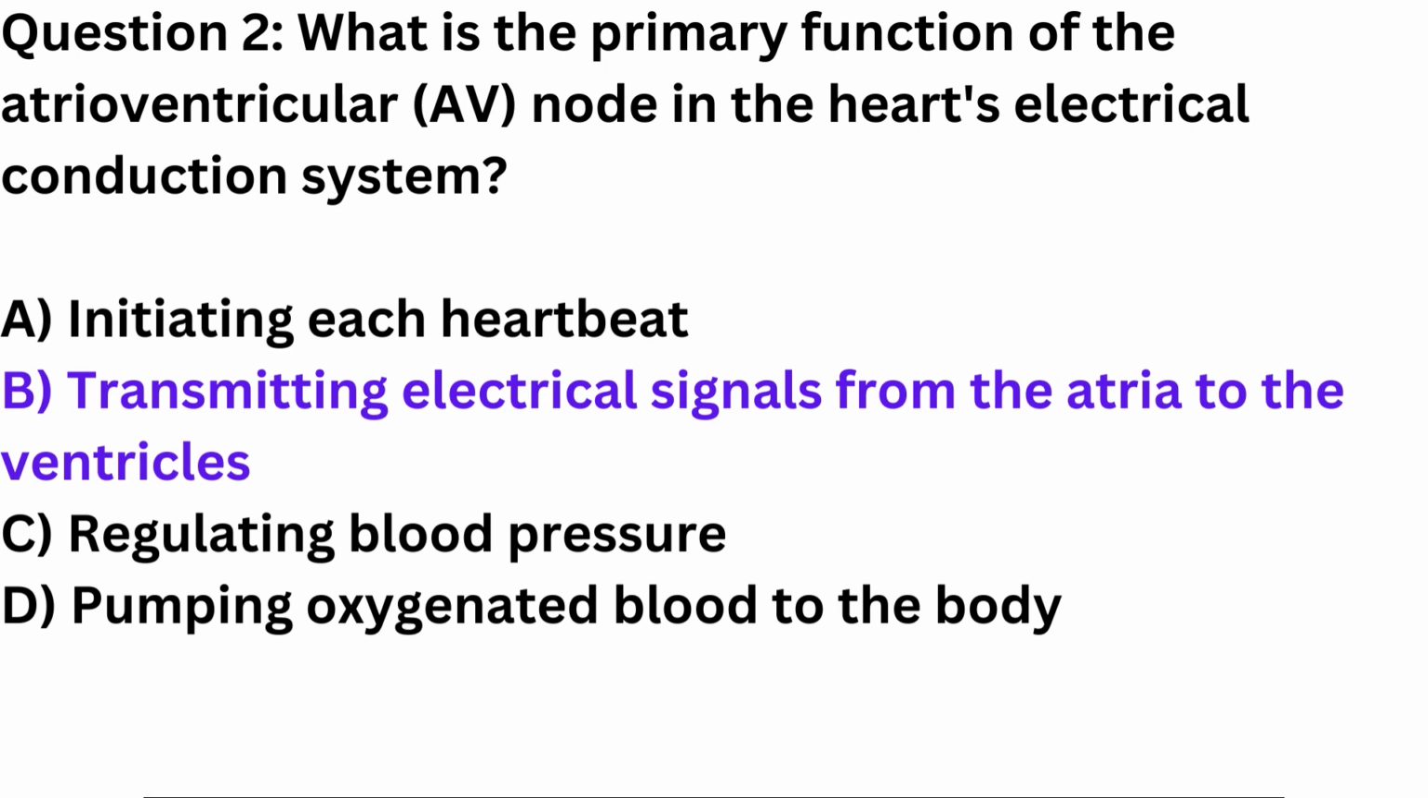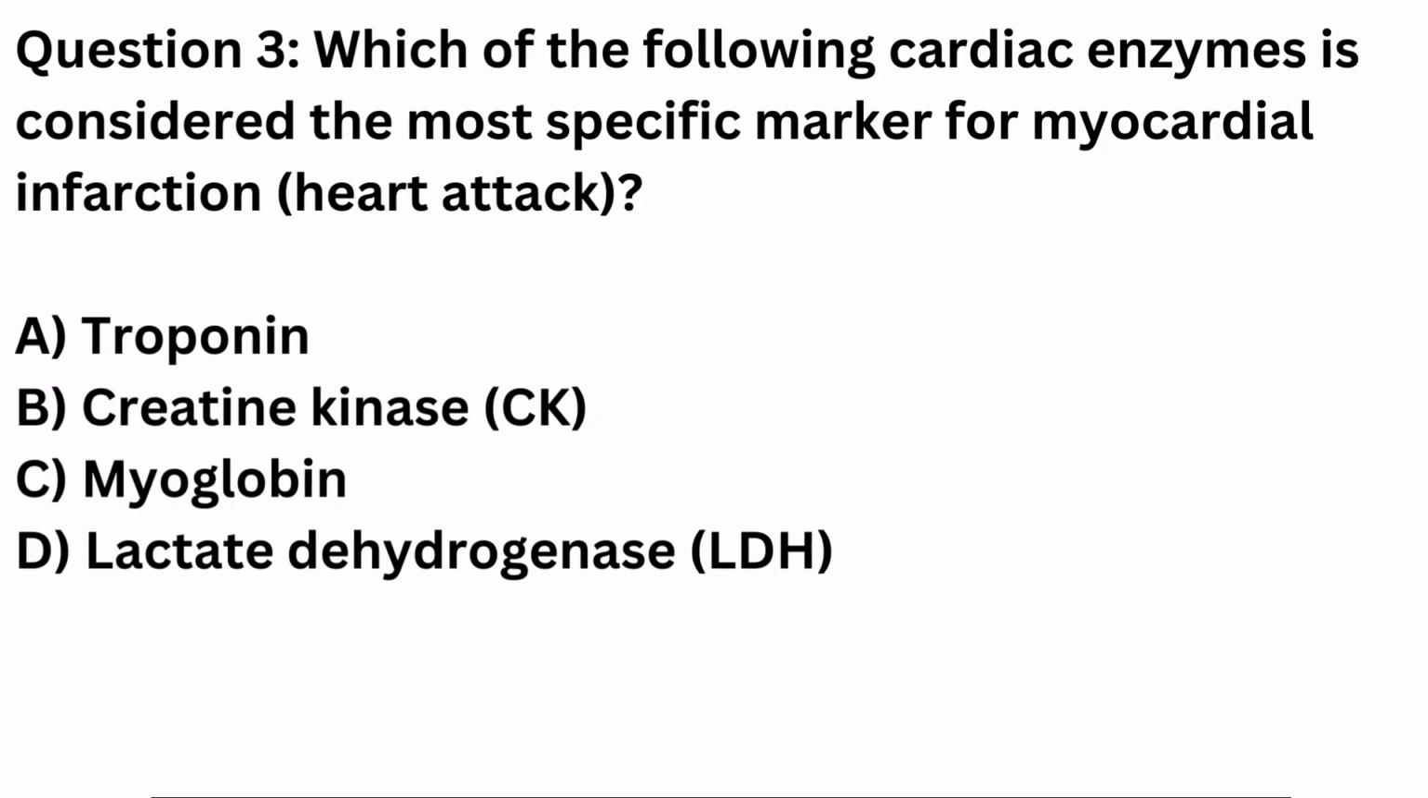Correct answer, B. Transmitting electrical signals from the atria to the ventricles. Question 3. Which of the following cardiac enzymes is considered the most specific marker for myocardial infarction, heart attack? A. Troponin. B. Creatine kinase, CK. C. Myoglobin. D. Lactate dehydrogenase, LDH.